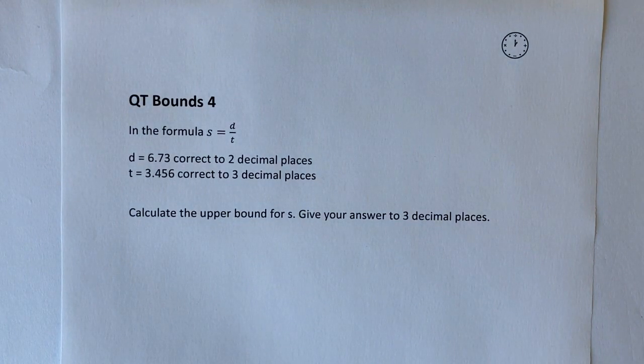Hi, this is coming up towards the final video in the playlist where we're looking at bounds. Now in this particular case we've been given a formula S equals d over t. I suspect that means speed equals distance divided by time, and the information we've been given is that d is 6.73 correct to 2 decimal places. So let's just have a look at that first.